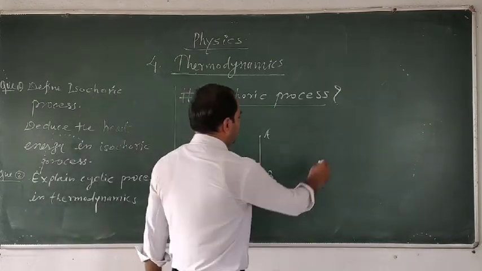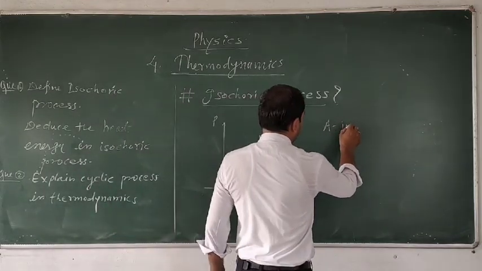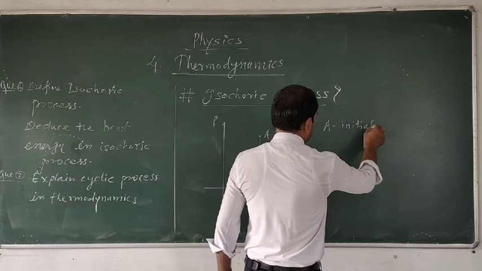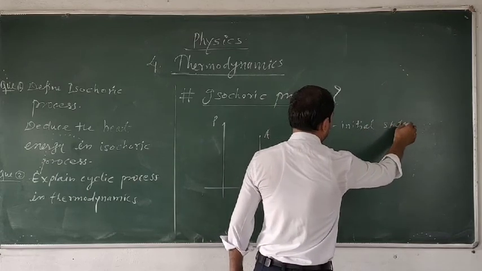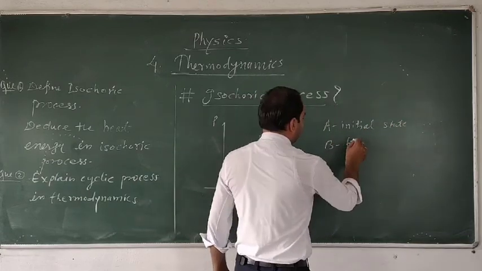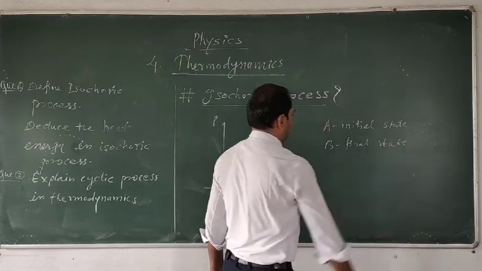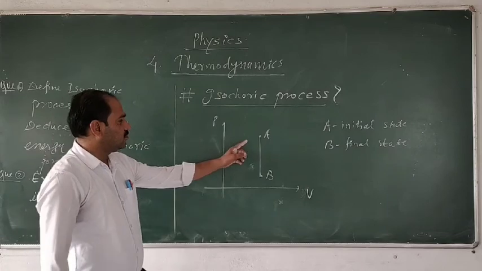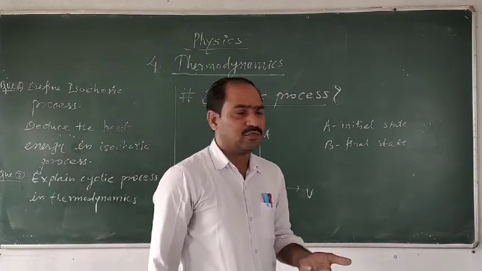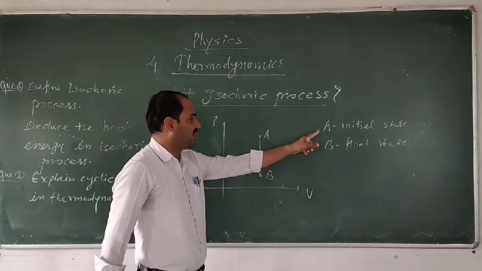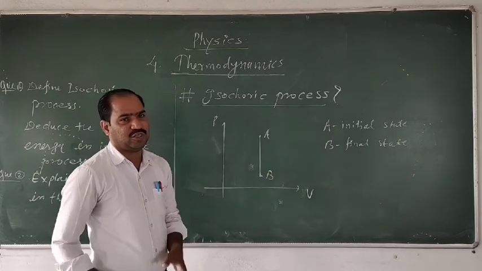So for this process, A is the initial state of the system. B is the final state of the system. It means the gas is going to change from A to B. A is the initial state, B is the final state.